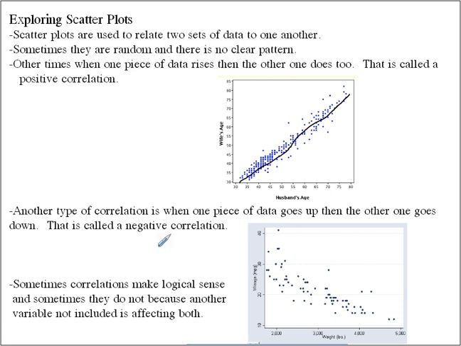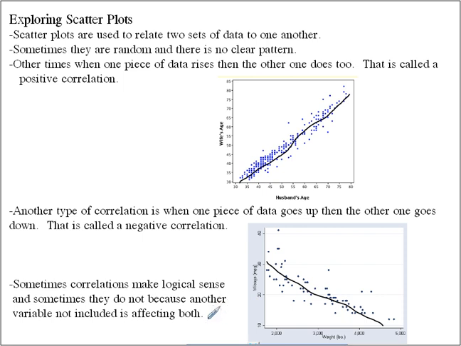Another type of correlation is when one piece of data goes up, the other one goes down. That's called a negative correlation. This is an example here. If you look here, the mileage a car gets depends on its weight. So if you're carrying a bunch of extra stuff, you can see pretty clearly that there's a downward trend, and so that's a down slope, and that would be a negative correlation.